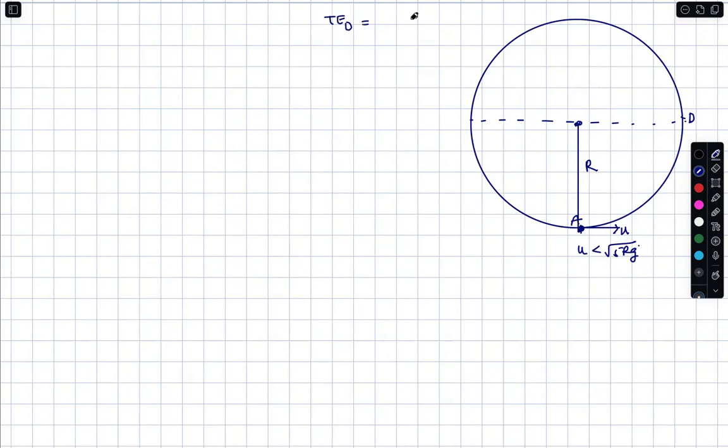Total energy at D is equal to total energy at A. Half mu square is just mgR. There is no speed at D. If it is u equal to root 2 gR, it will never cross. U less than or equal to root 2 gR, it will not cross D.